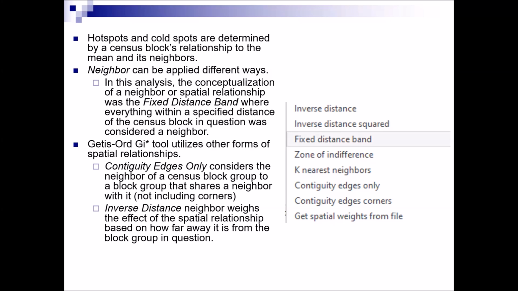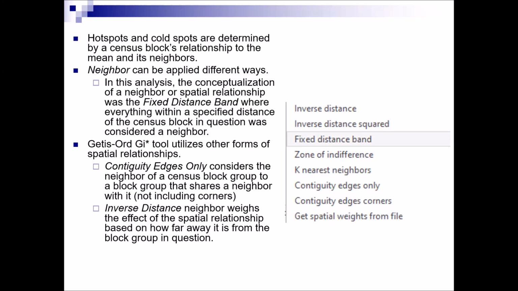So something like contiguity edges only means it looks at the neighbor of the census block group that shares a neighbor, whereas inverse distance weighs the effect of the spatial relationship based upon how far away it is from that thing in question. And we talked about this also with spatial interpolation. So these are all the different ways that we can measure neighbor. What is your neighbor? What is far? What is high? What is low?